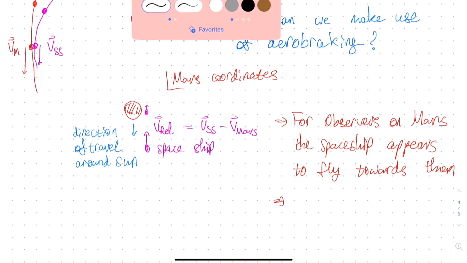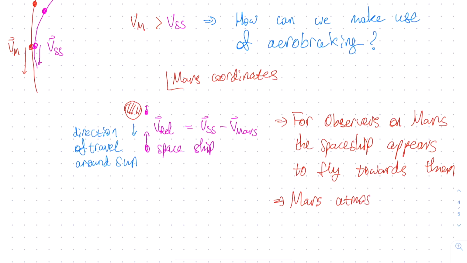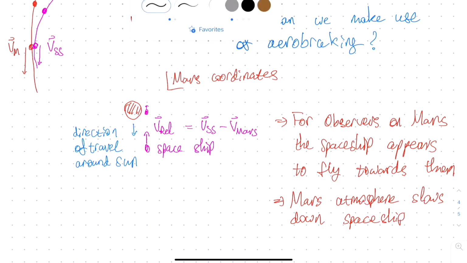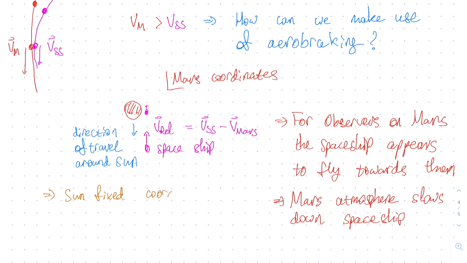Now what happens during the encounter? Well, the Mars atmosphere slows down the spaceship, as indicated by the much shorter arrow on the spaceship which is right next to the planet. So from the point of view of an observer on Mars, there is nothing at all strange happening. The spaceship is flying towards Mars, and then it encounters the Mars atmosphere, slows down, and enters Mars orbit. However, what about an observer who is looking from the coordinates of the Sun?